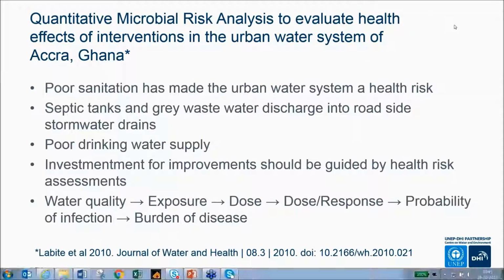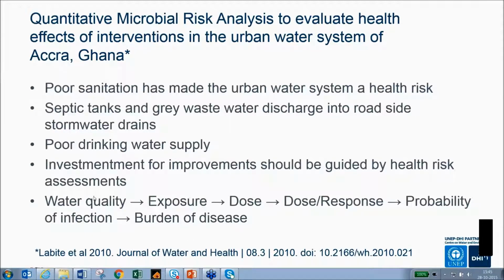I will give you some information in developing countries as well. In Ghana, they have poor sanitation, which means that the urban water system is a health risk. Septic tanks are discharging wastewater into the roadside stormwater drains, and they want to invest to improve, but where do we get the best improvements? And that should be guided by health risk assessments.